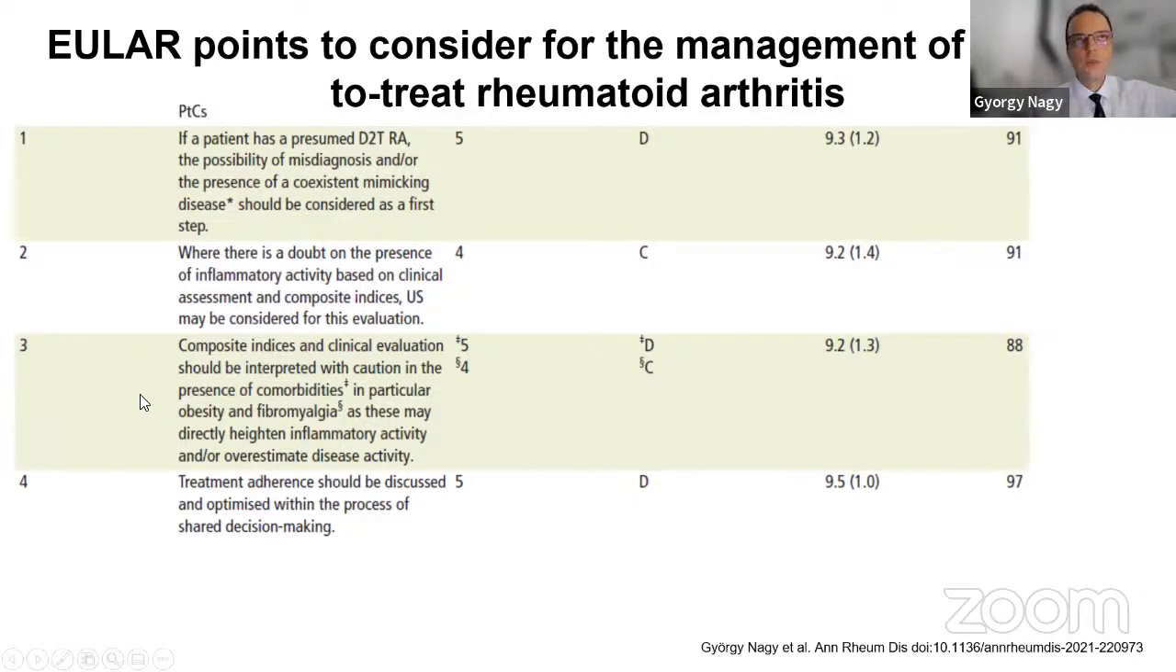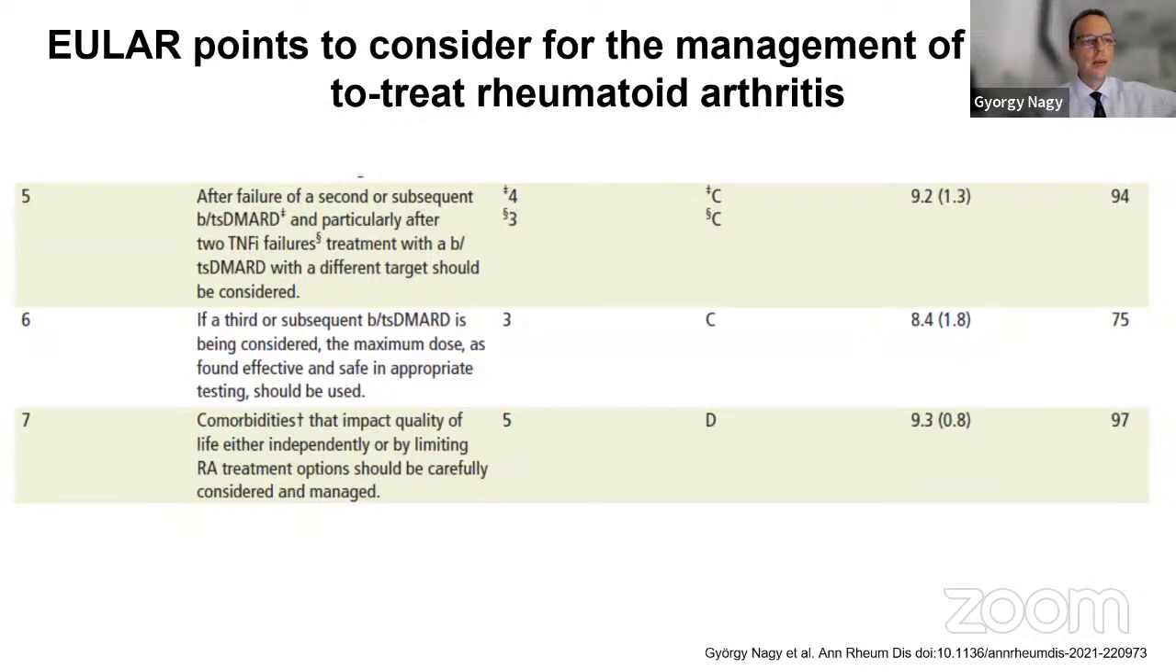The third point is that composite indices and clinical evaluation should be interpreted with caution in the presence of comorbidities. I already mentioned that comorbidities are one of the most frequent underlying factors of difficult to treat rheumatoid arthritis, and here we highlight obesity and fibromyalgia because they may directly heighten inflammatory activity. The fourth point here is treatment adherence, which is very crucial in the context of all chronic diseases, including rheumatoid arthritis, should be discussed, evaluated in the process of shared decision making.